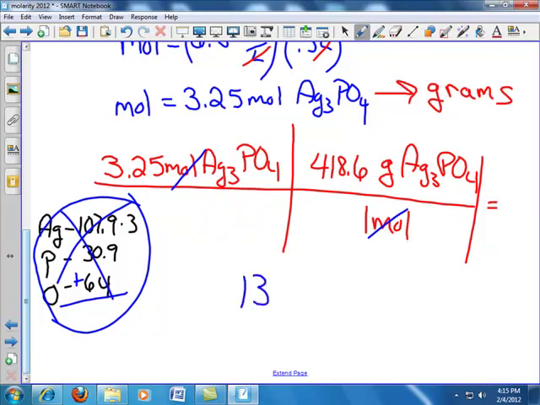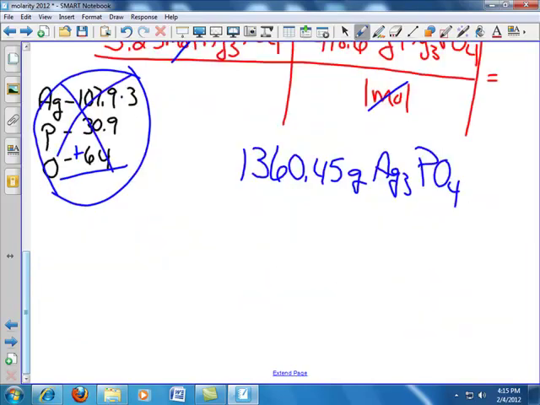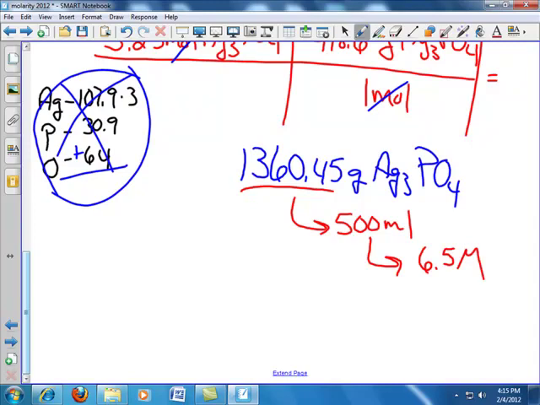You get 1,360.45 grams of Ag3PO4. And then you really need to stop and think, what the heck does that mean? Well, what this means is if I have 1,360 grams and I put that into 500 milliliters of water, I am going to get a 6.5 molar solution.